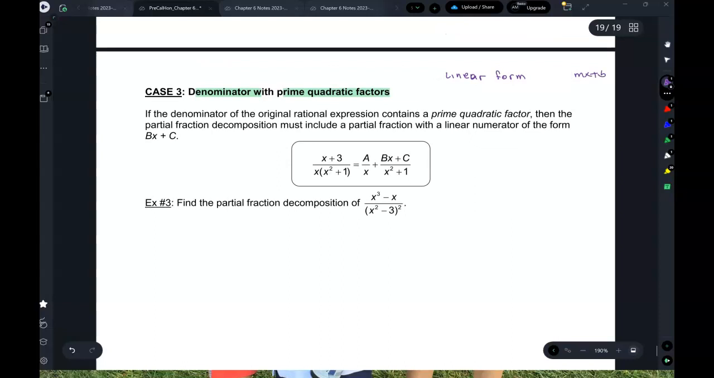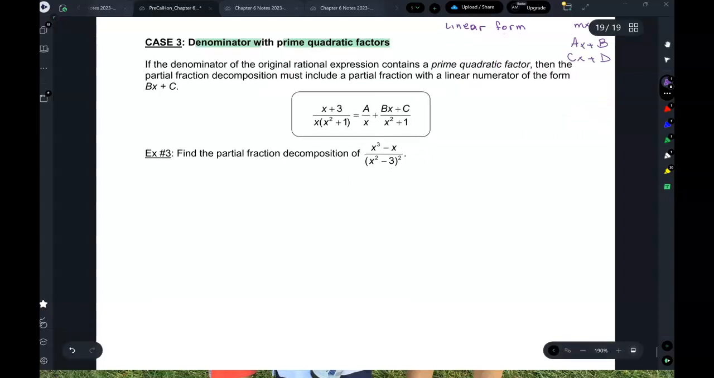Okay, but why mx plus b? Because some person decided that it has to be m and b? What if it was some other letters? Can I make it like ax plus b? Of course I can. Or I can even make it like cx plus d, right? Okay, so take a look here. You have x, and then you have a factor x squared minus 1 that does not reduce. So that factor has to have a linear term bx plus c.